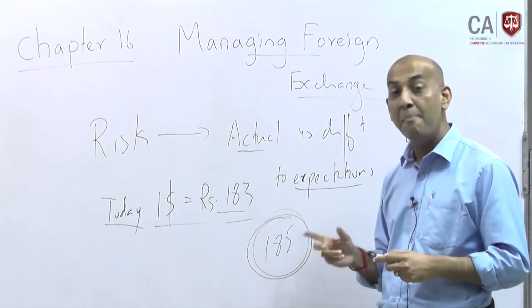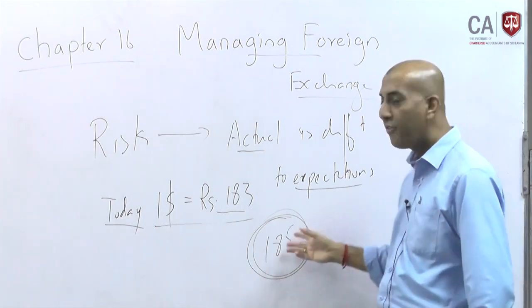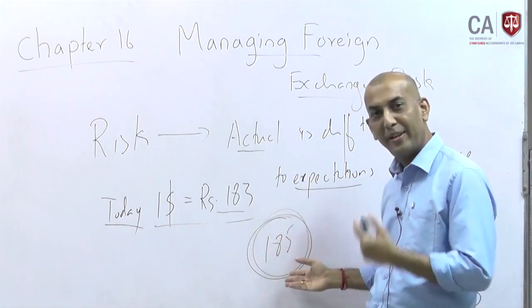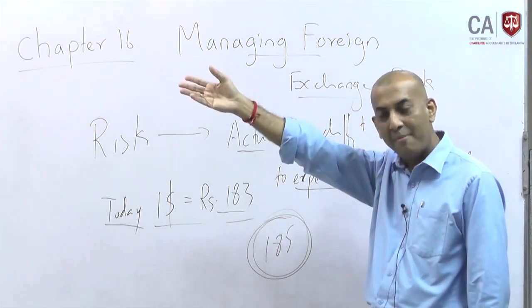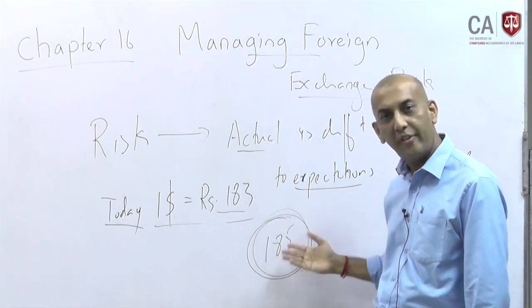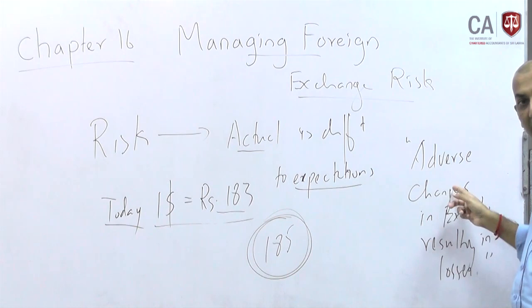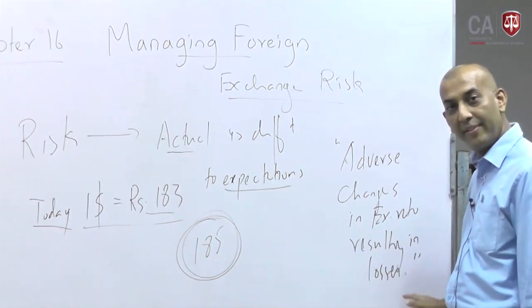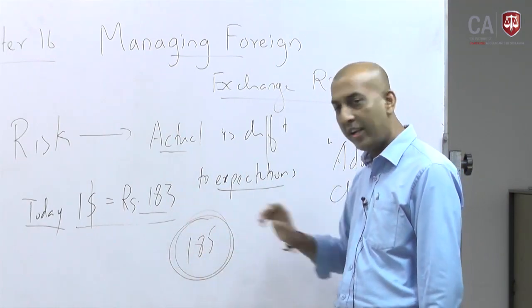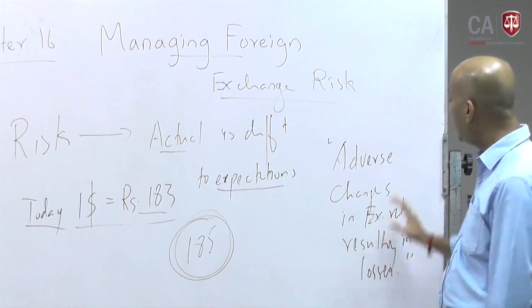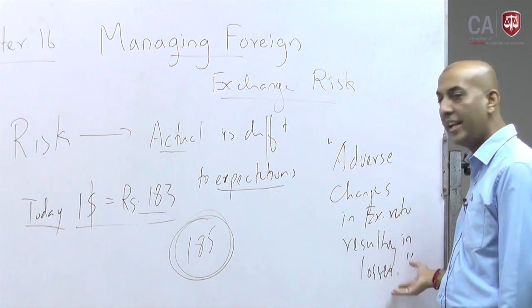But on the other hand, importers, all Sri Lankan companies who are importing, will have to pay more than 183. What if they imported today at 183, but the payment has to go in 3 months time? You have to pay at 185, the exchange rate is 185. So as an importer, the adverse changes in the exchange rate will result in losses. If the Sri Lankan rupee is depreciating in 3 months time, 183 becomes 185, you are losing. So this is the exchange rate risk. The adverse changes in exchange rate resulting in losses.